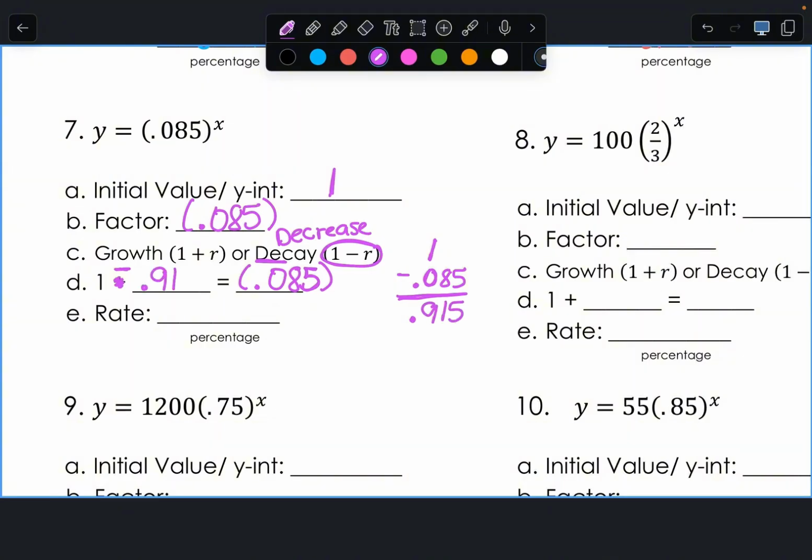So if I take 1 and subtract this number, it'll give me this one. Does that mean the percentage would be 91.5%? The percent would be 91.5%, yes. If we just put that in the calculator, you can just take 1 and subtract.